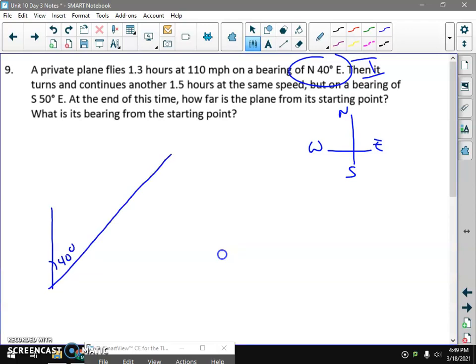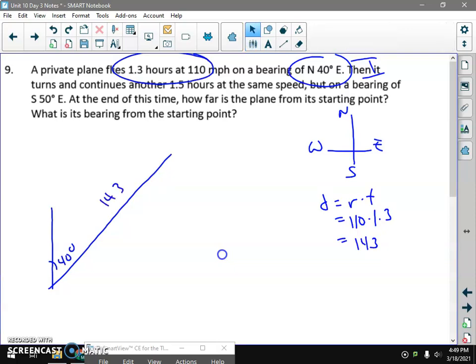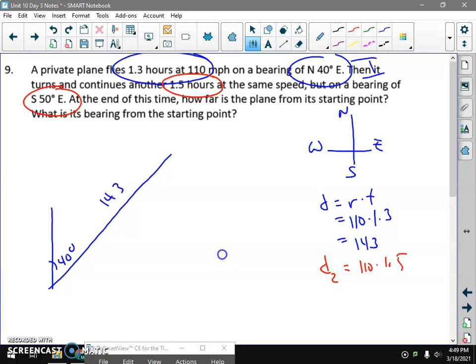And I need to convert this to a distance. Distance equals rate times time, 110 times 1.3. That distance is 143 miles. The plane then changes direction to south 50 east for 1.5 hours at the same speed. So distance 2 is 110 times 1.5, which is 165 miles. So that's going to be our new length.